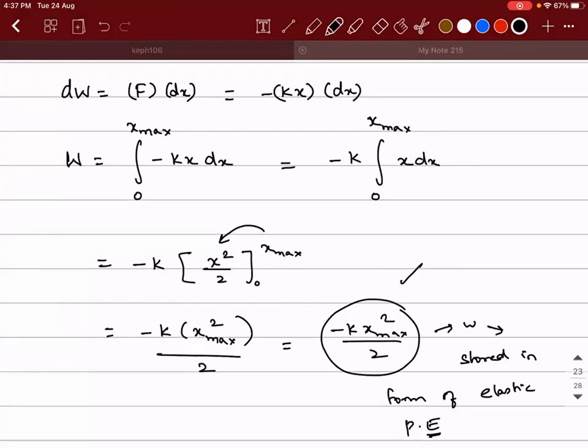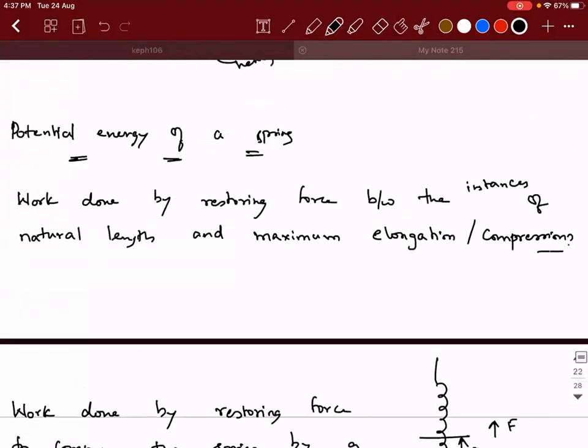Tell me, why are we calculating it for a particular instance? Between two instances: natural length is zero expansion, and maximum elongation or compression is maximum. Beyond that, what will happen? It will lose its elastic property. If you try to expand the spring beyond its maximum limit, it will not regain its shape.